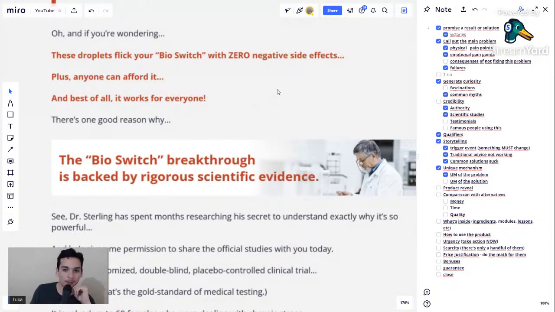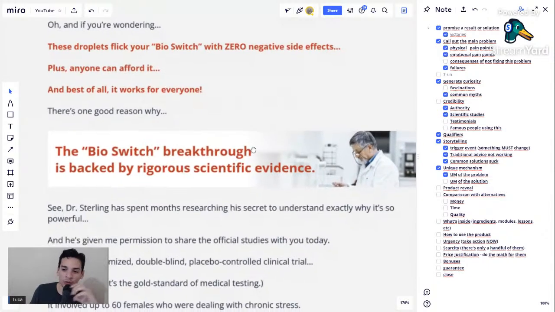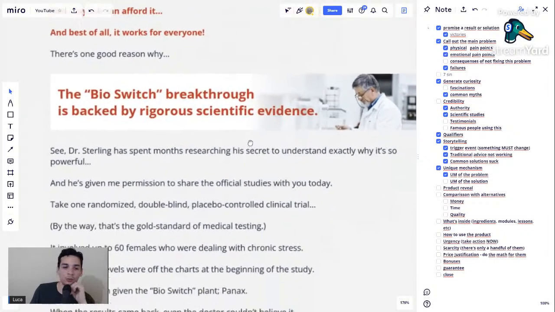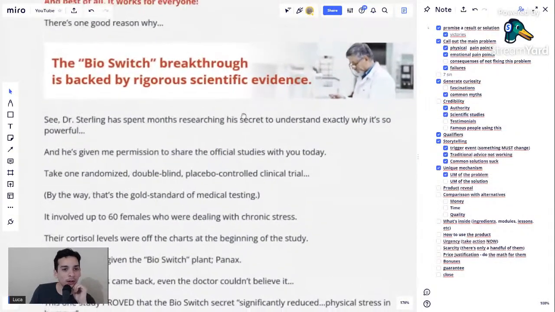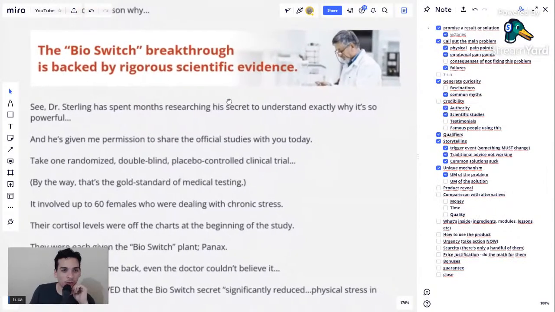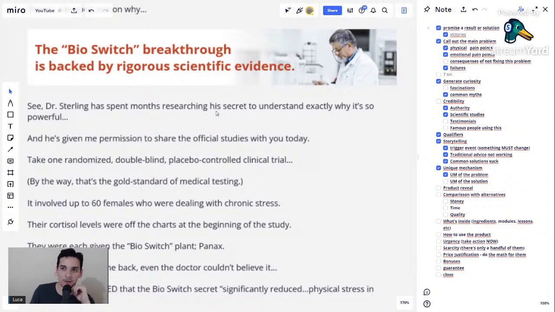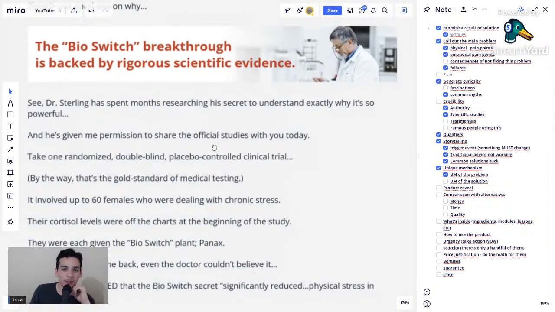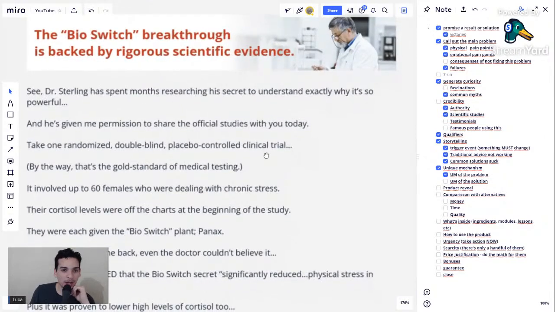This is something I maybe should add in here, which is basically saying that there are no side effects, right? This is not dangerous for you, which is maybe one of the concerns that people may have when buying anything, right?